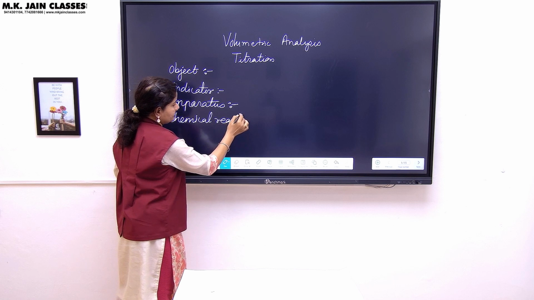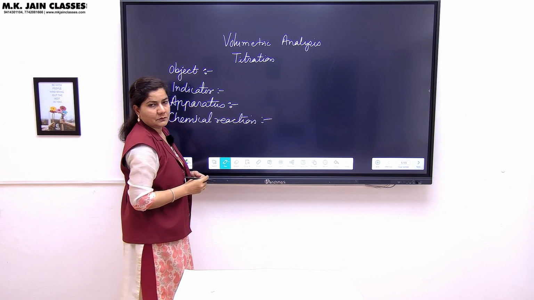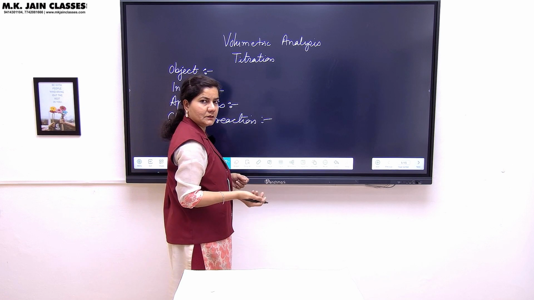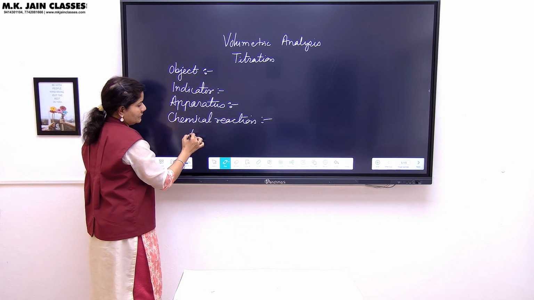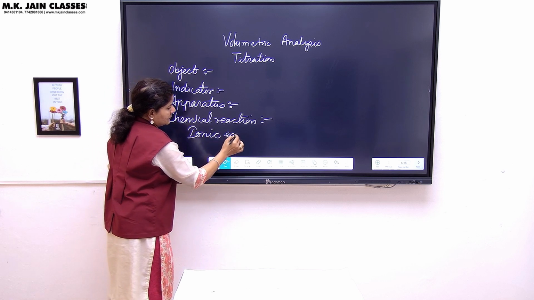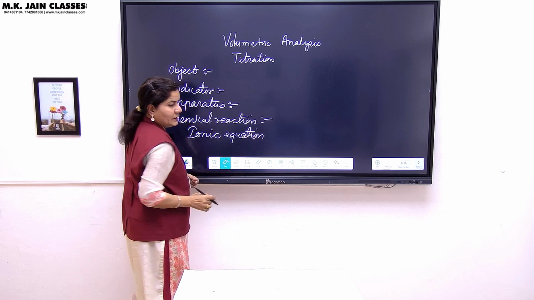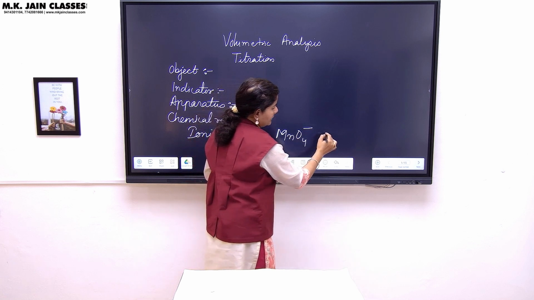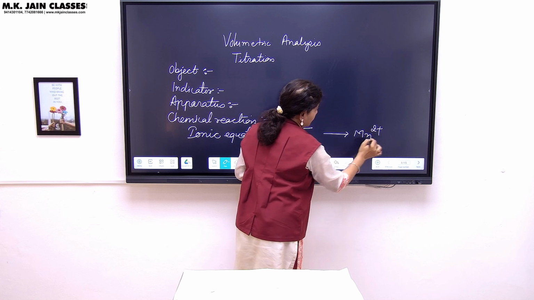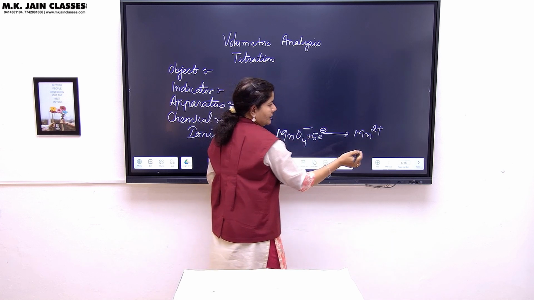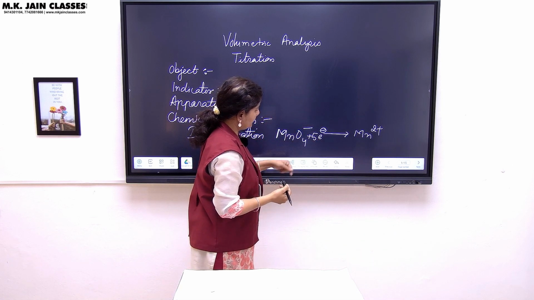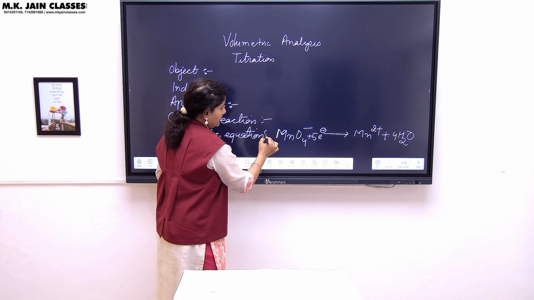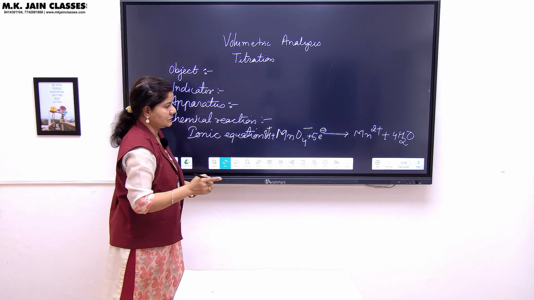Chemical reaction. In the chemical reaction, we know that KMnO4 acts as an oxidizing agent and ferrous ammonium sulfate acts as a reducing agent. The chemical equation or reaction is related with the ionic equation also. Then, in the ionic equation, KMnO4 is written as MnO4 negative, which converts into Mn2 positive by gaining 5 electrons. Now during this reaction, we have 4 oxygens, so we balance them with 4 water, and we require 8 H positive ions. So this is the ionic equation for the KMnO4 solution.